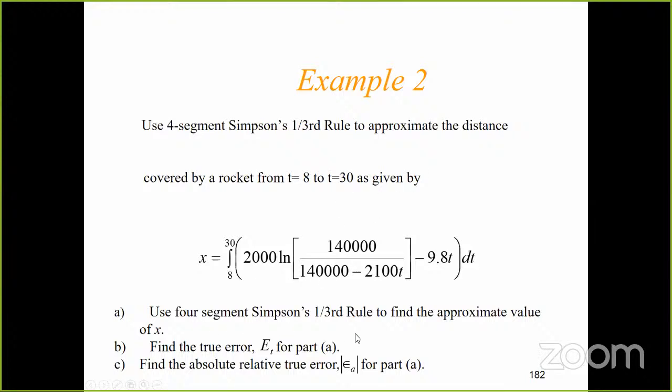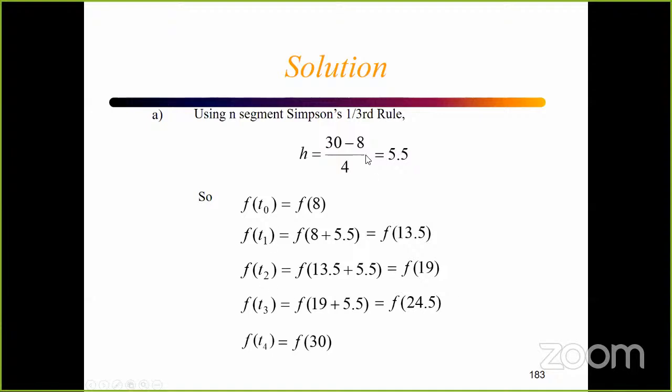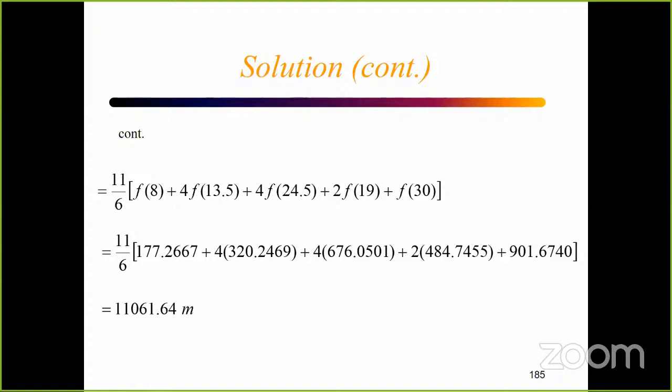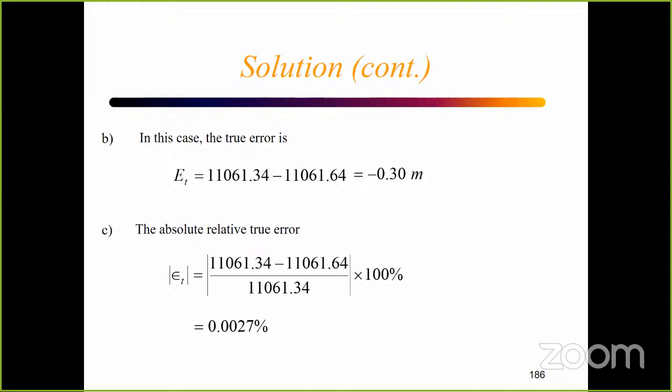Estimate with (30 minus 8) by 4, which is 5.5. So f of t at 8, then 8 plus 5.5 is 13.5, 13.5 plus 5.5 is 19, 19 plus 5.5 is 24.5. You get the values of the function at 13.5, at 19 and at 24.5. If you estimate with (b minus a) over 3n, you will get the value 11.061 kilometers. If you estimate, the error has come down.